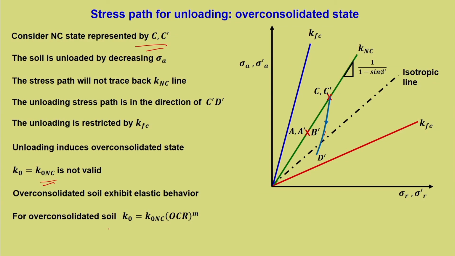For overconsolidated soil, it is normally reported that K naught is equal to K naught NC OCR raised to M. Again, there are several relationships which are reported in the literature. I am just selecting this, which is generally found in literature, and the value of M is in the range of 0.4 to 0.5, or M is taken equal to sin phi dash, or M is equal to 1.25 sin phi dash. So, different researchers have proposed different relationships for M, and these are the ones generally considered, and hence K naught for OC soil will depend upon OCR.